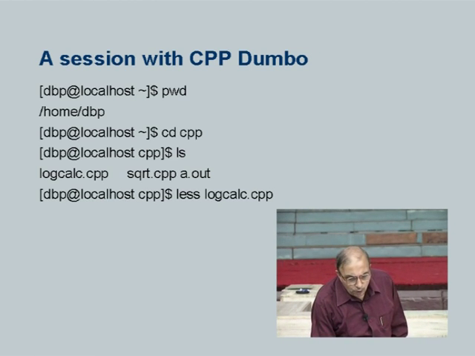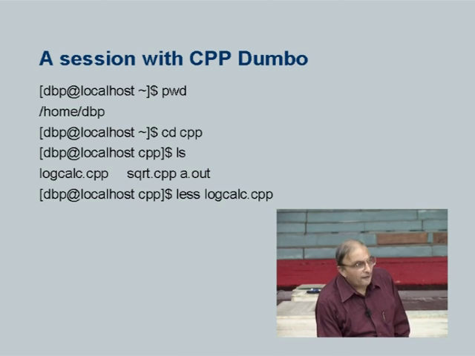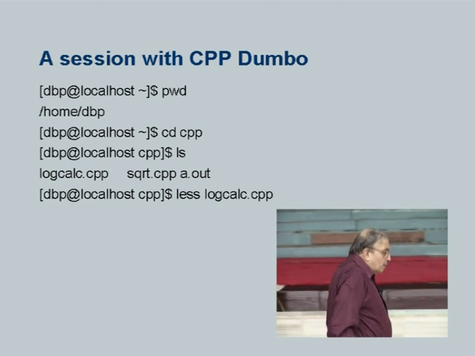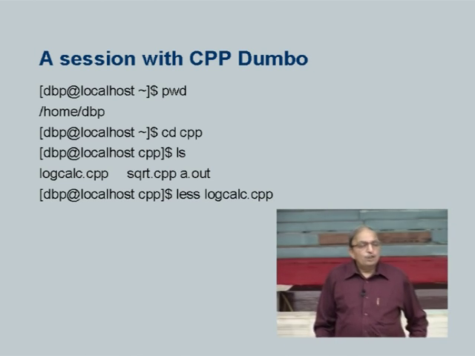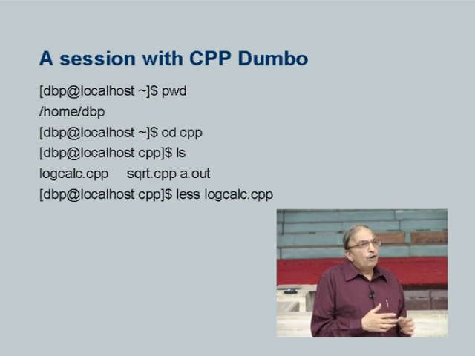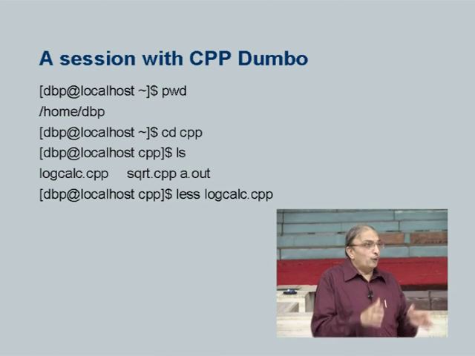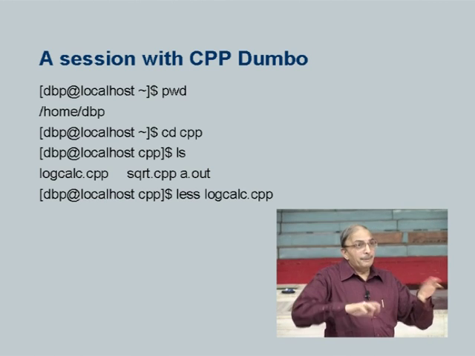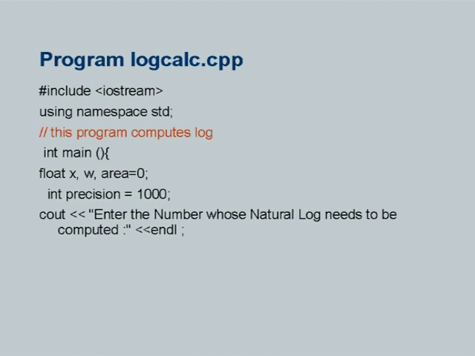Here is a command. When you say dollar sign here, again I give a command, less logcalc.cpp. Less or more are funny ways of the operating system which Dumbo follows, called Unix or actually Linux. Less means show me the lines of the instructions of this program, but don't show all of them. Show me less of them. What does less mean? Show me one screen full. When I press the return key, then show me the remaining lines, so that you don't have to worry about lines going beyond your vision and so on. Here is a program, logcalc.cpp.